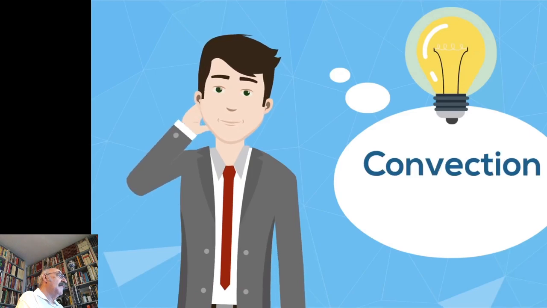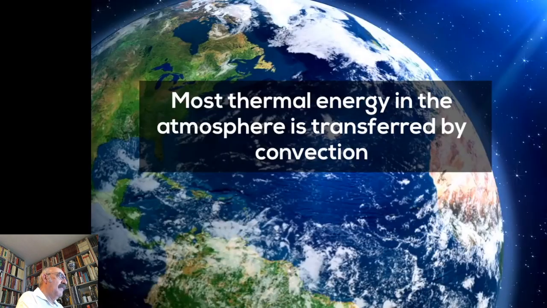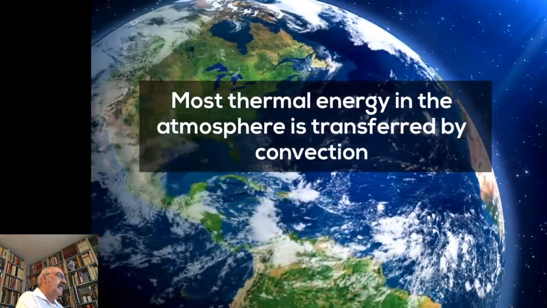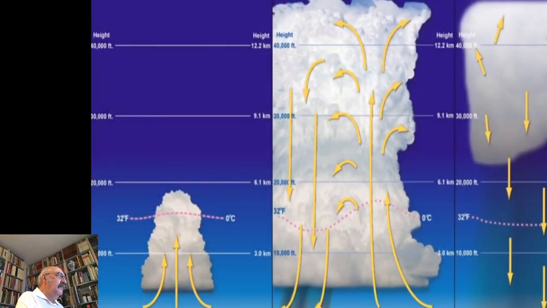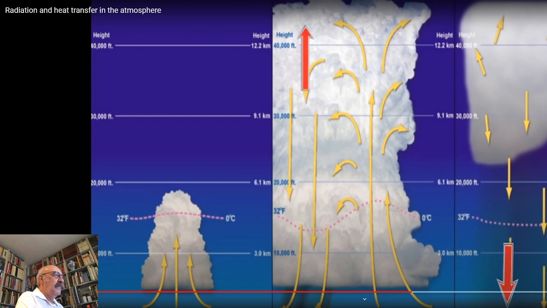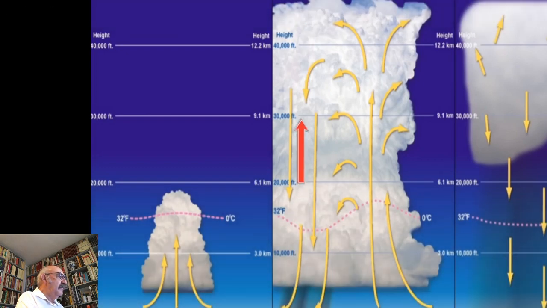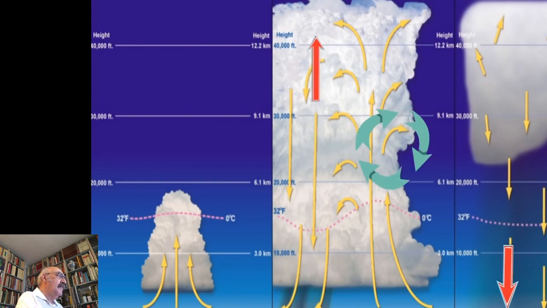And convection is the transfer of thermal energy by circulation or movement of a liquid or gas. Most thermal energy in the atmosphere is transferred by convection. For example, as air is heated, it becomes less dense and rises. Cool air is denser, so it sinks. As this cool air sinks, it pushes the warm air up. The cool air is eventually heated by the Earth's surface and begins to rise again. And this cycle of warm air rising and cooling causes a circular movement of air called a convection current.